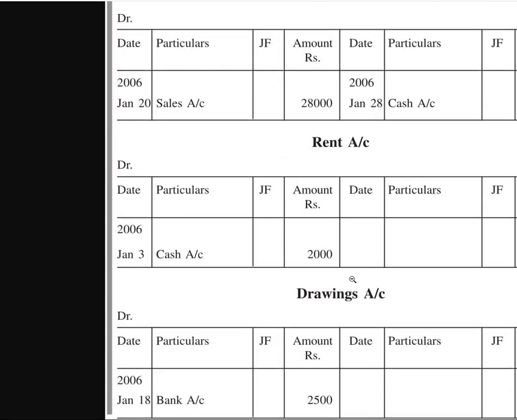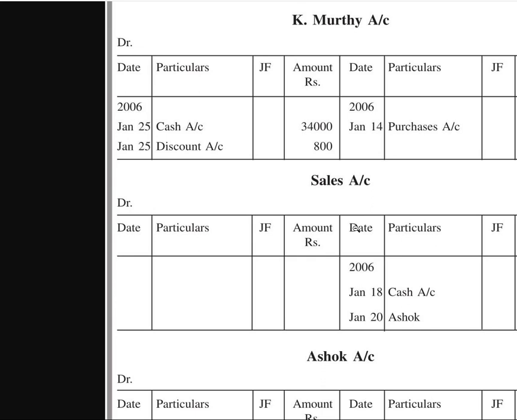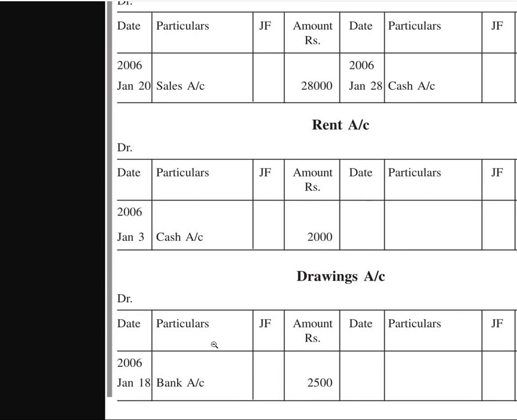Okay, something has gone wrong here on my computer. Don't worry. Rent account debtor to cash account, that we have to debit in the rent account and credit in the cash account. That is, cash account credited by rent account on January 31st, rupees 2,000. The last transaction was relating to drawings made, right? That was drawings made, the amount drawn from the bank, 2,500 rupees for private use.